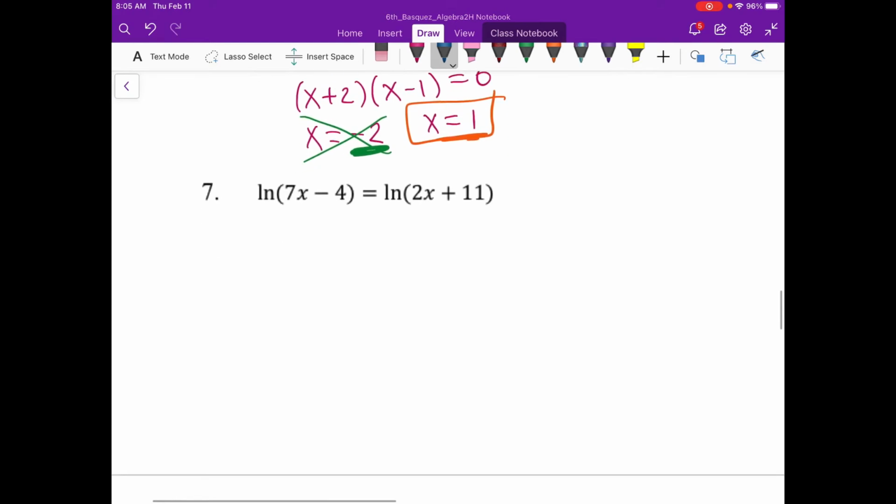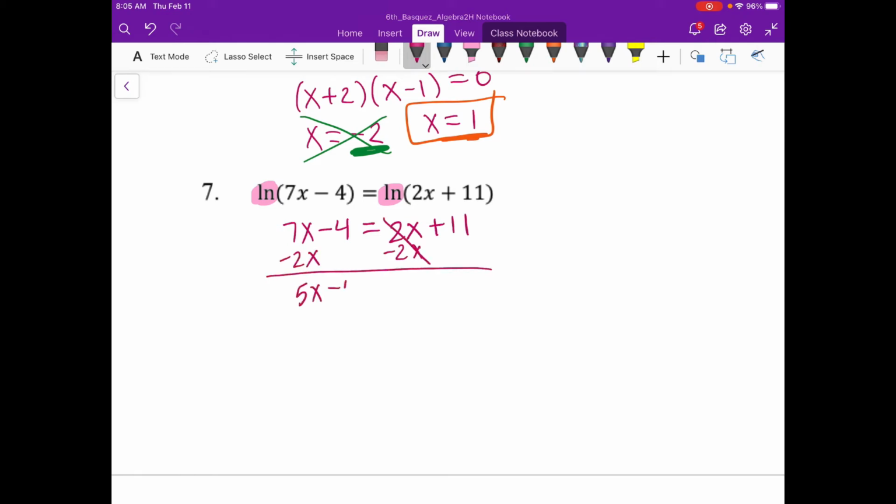Moving on to number 7. Number 7 is already one term on each side of the equation. I have a natural log on one side and a natural log on the other side. So I can set these two terms equal to each other and then just ignore the natural log. I'm going to subtract 2x from both sides. 5x minus 4 equals 11. Add the 4 over, and then divide by 5. I get x equals 3.